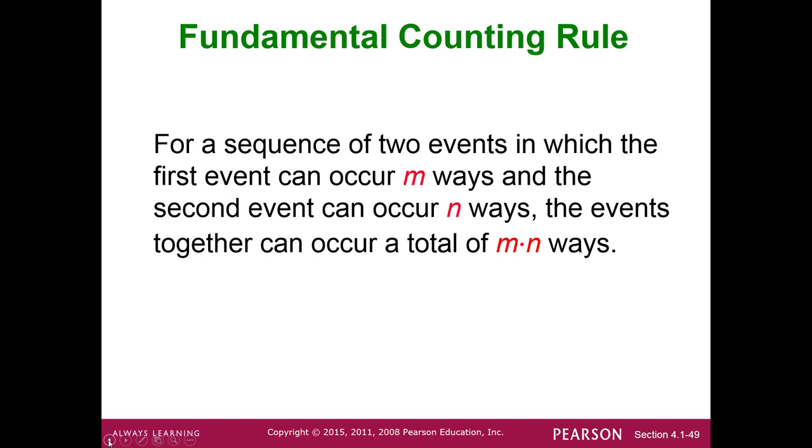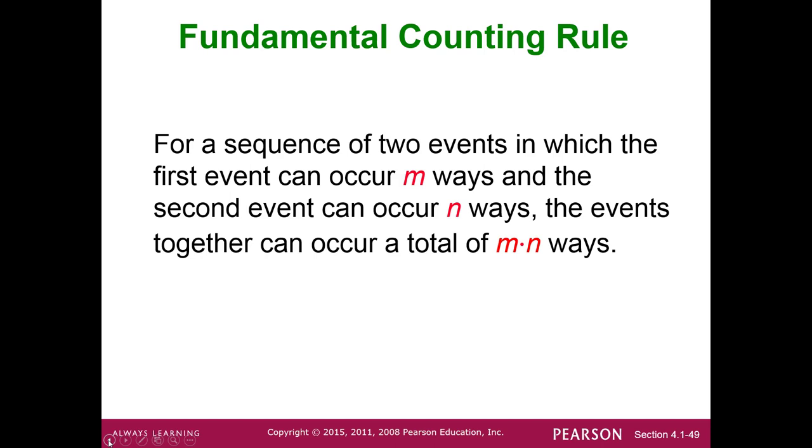The basic idea here is that you have events that have two parts to them, like for example, if I'm going to roll two dice. So I have a red die and a green die, and I'm going to roll the dice and see what the result is. I can think of that as two parts to the task: rolling the red die and rolling the green die. And if I think of it that way, it's much easier.